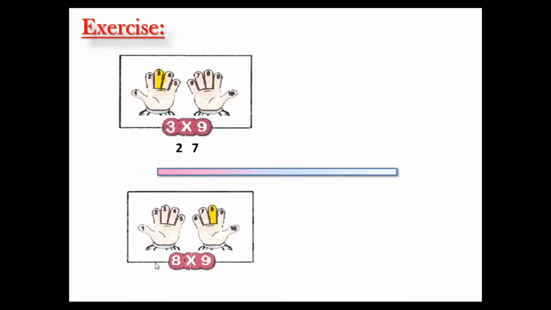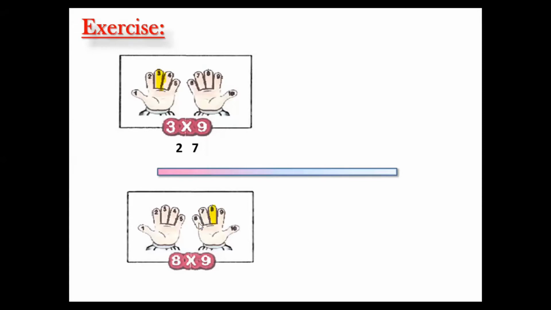Here I want to get the product of 8 by 9. You hold up all 10 of your fingers. All what you need to do here is counting from the left hand until you get the eighth finger. 1, 2, 3, 4, 5, 6, 7, 8. This is the eighth finger.